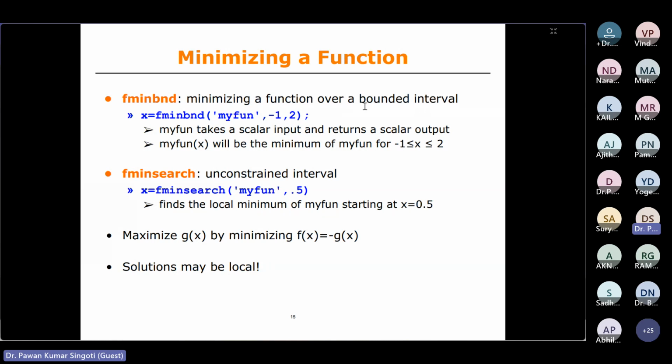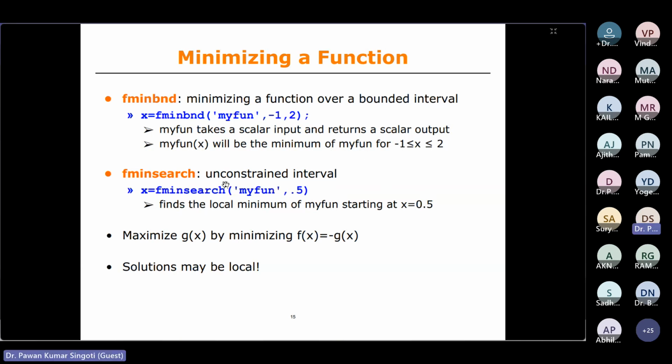Simply, minimization of a function over a bounded interval. So you have to write like this: x equal to fminbnd, here will be your function, whatever it is, and this will be the interval -1 comma 2. So m1 takes a scalar input and returns a scalar output. Okay, and x will be the minimum of m1 for -1 to 2.